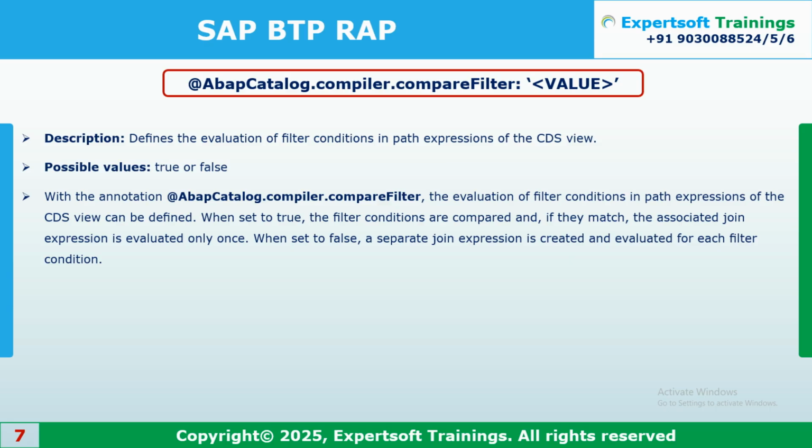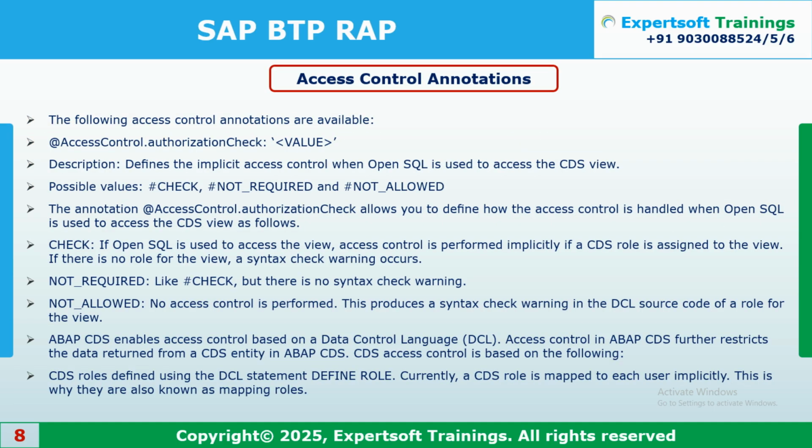And @AbapCatalog.compiler.compareFilter is an evaluation of the filter condition, and the path expression of the CDS can be defined. When set to true, the filter conditions are compared, and if they match, the associated join expression is evaluated only once. When set to false, a separate join expression is created and evaluated for each filter condition. And access control association.